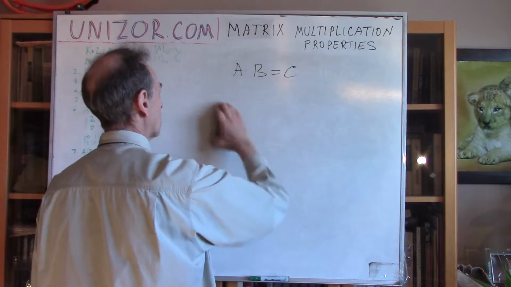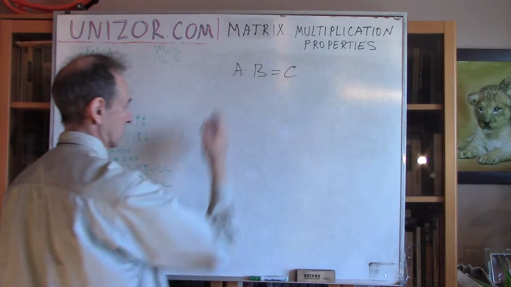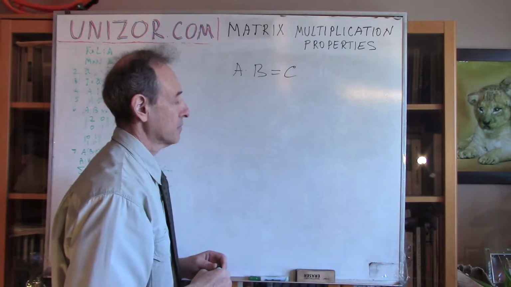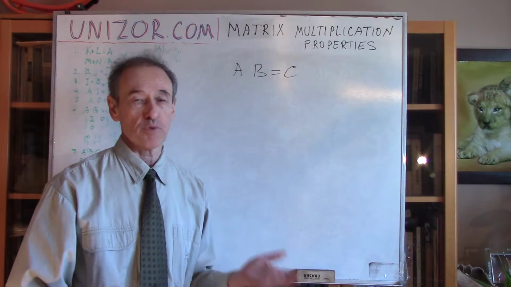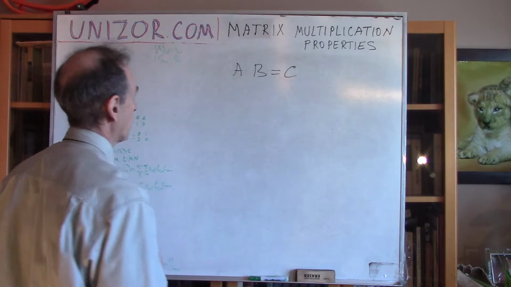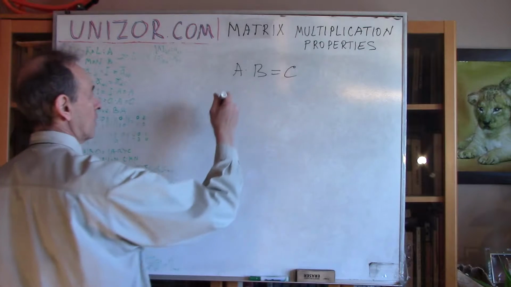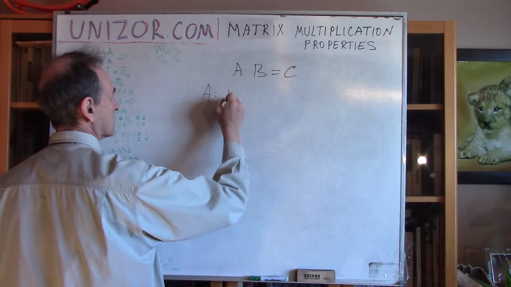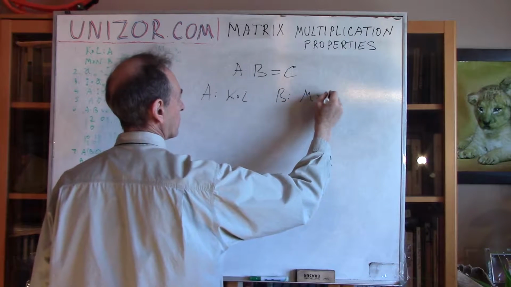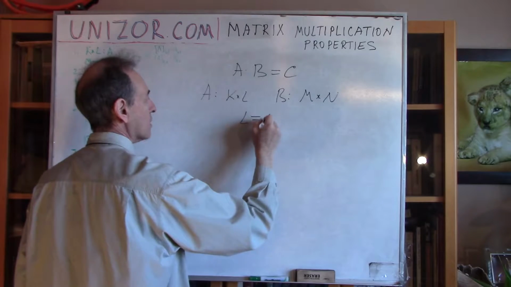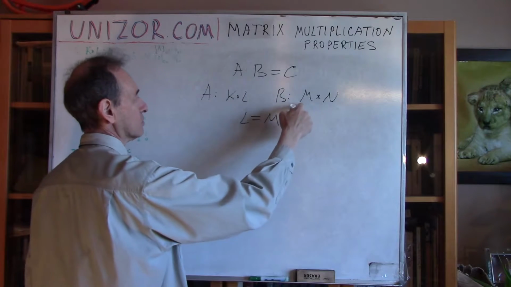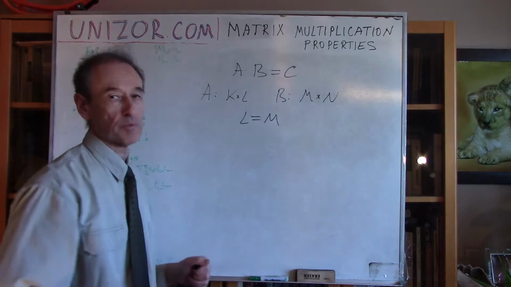Now, the first and very important property of this multiplication which I wanted to talk about is actually a requirement. It's not a property, it's a very immediate consequence from the definition. Now, the property is the following. If A has size K by L and B has a size m by n, then multiplication is possible only if L is equal to m. The number of columns in A, which is on the left, must be equal to the number of rows in B, which is on the right of the product.